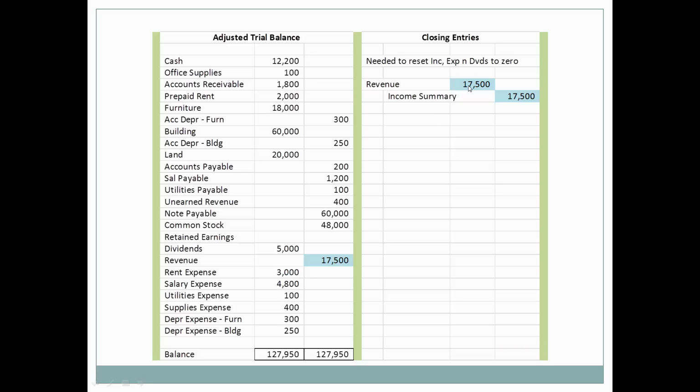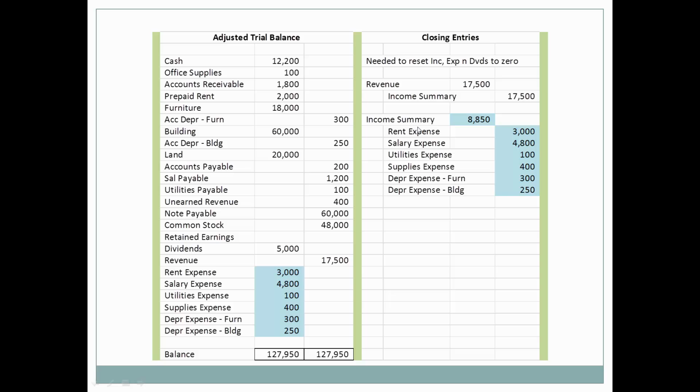So the first step is debit all of the revenue accounts. The second step will be to credit all of the expense accounts. Remember, expense accounts are debit-based. When we increase an expense account, its normal balance is a debit balance. So now, in order to zero them out, we are going to credit all of the expense accounts, and we will debit income summary. So income summary now will have a credit of $17,500 and a debit of $8,850. The next step will be to close out the income summary account to retained earnings.